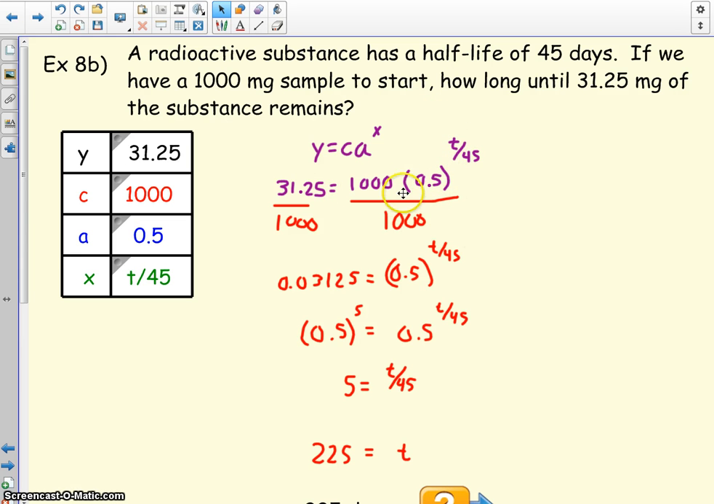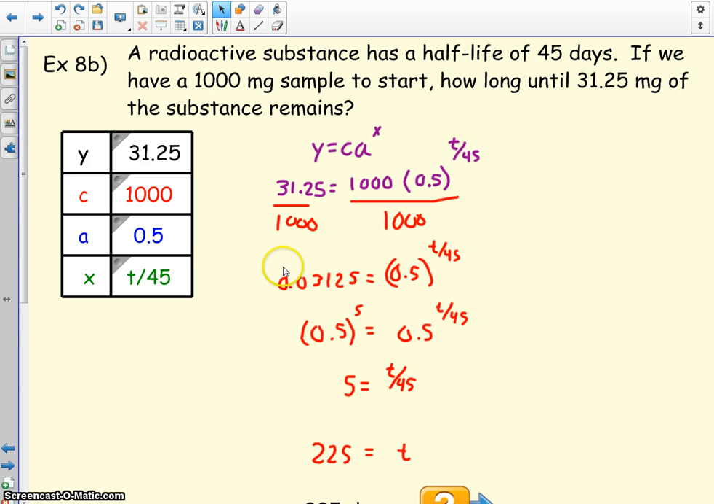So we're trying to get, again, both sides of the equation under a single power with the same base. So the first thing I'm going to do here, and I have my equation set up, is divide both sides of the equation by 1,000. So I get 0.03125 on the left, and 0.5 to the exponent of t over 45 on the right.